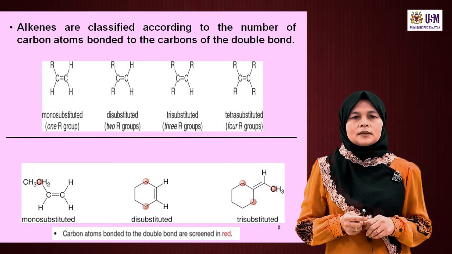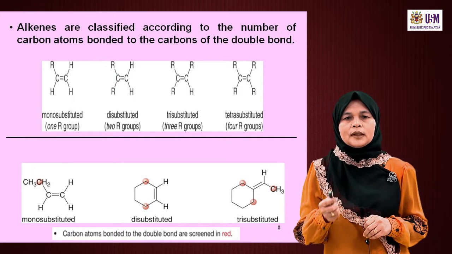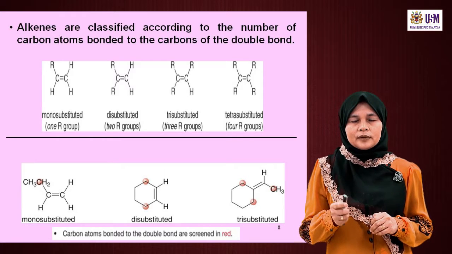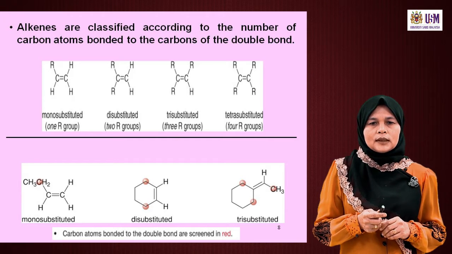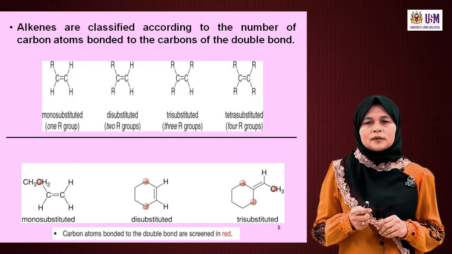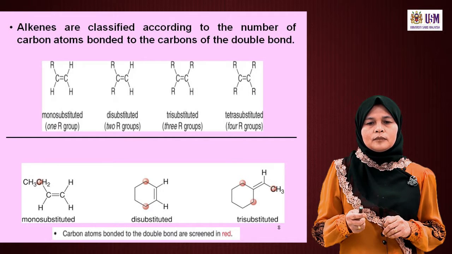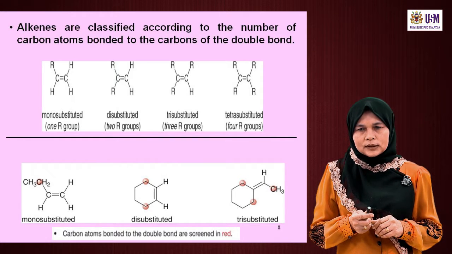Look at this structure. Alkenes are classified according to the number of carbon atoms bonded to the carbons of the double bond. Listed here are the monosubstituted, disubstituted, trisubstituted, and tetrasubstituted alkenes. The carbon atoms bonded to the double bond carbons are shown in red, as shown here.